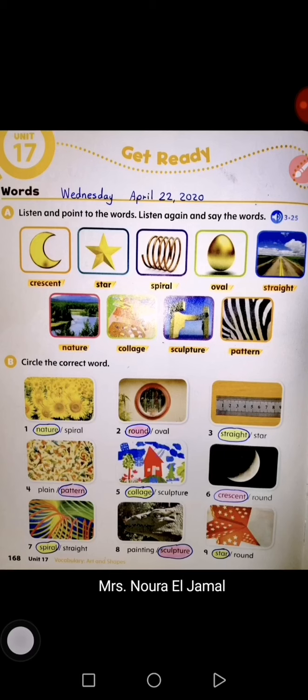Number 6, crescent or round? It's crescent. Number 7, spiral or straight? Spiral. It went round and round. Number 8, painting or sculpture? Sculpture. Number 9, star or round? Star.